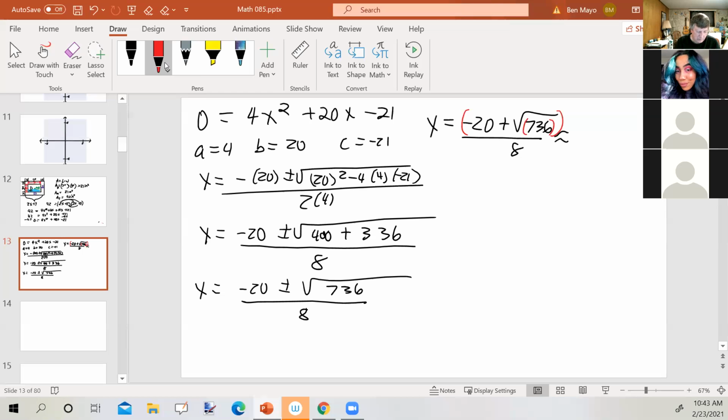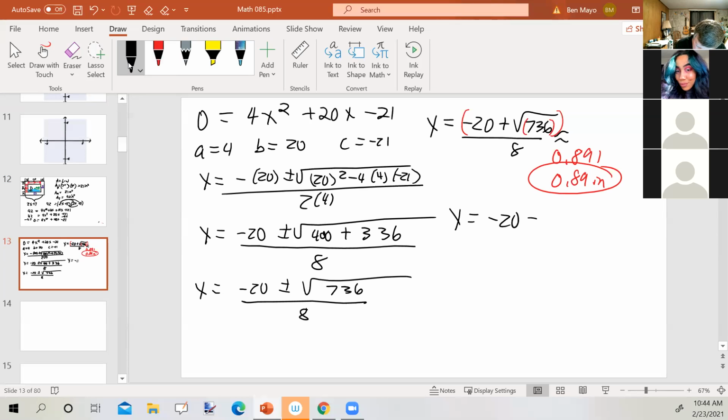Uh-oh. Okay, let's see here. Let's try that again. Didn't like that. Negative 20 plus the square root of 736 divided by 8. And I'm coming up with 0.891. So rounded to the nearest hundredth, that would be 0.89.